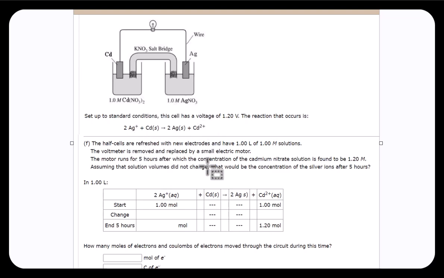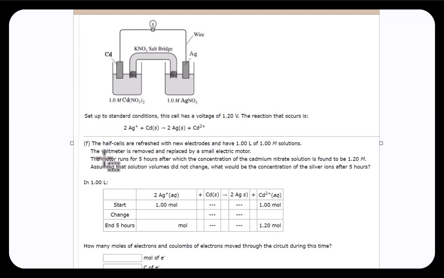So they run this thing. This thing has got a positive voltage, 1.2 volts, so it's going to have a K of like 10 to the 30. It's going to keep on going and going until all this cadmium metal is gone and all this silver ion is changed into silver.